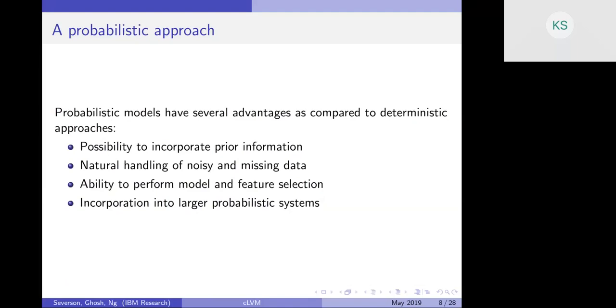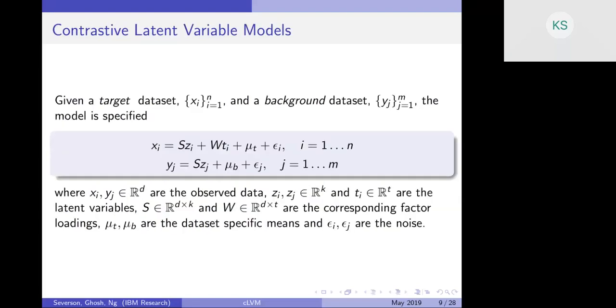Probabilistic models have the advantages of being able to incorporate prior information. They have natural handling for noisy and missing data. They can perform model and feature selection. And they also can be incorporated into larger probabilistic systems. So given this background, our goal was to learn a model that would achieve similar aims as the contrastive PCA approach, but done so in a probabilistic framework.